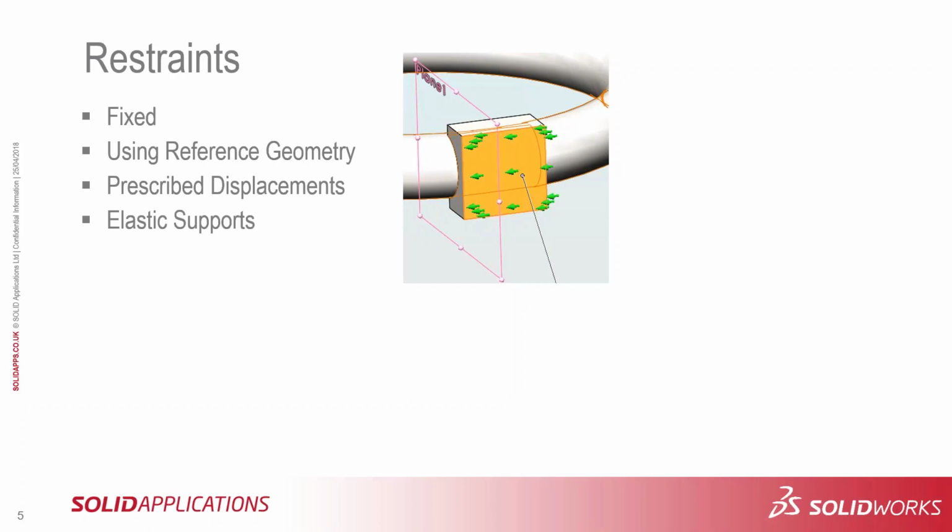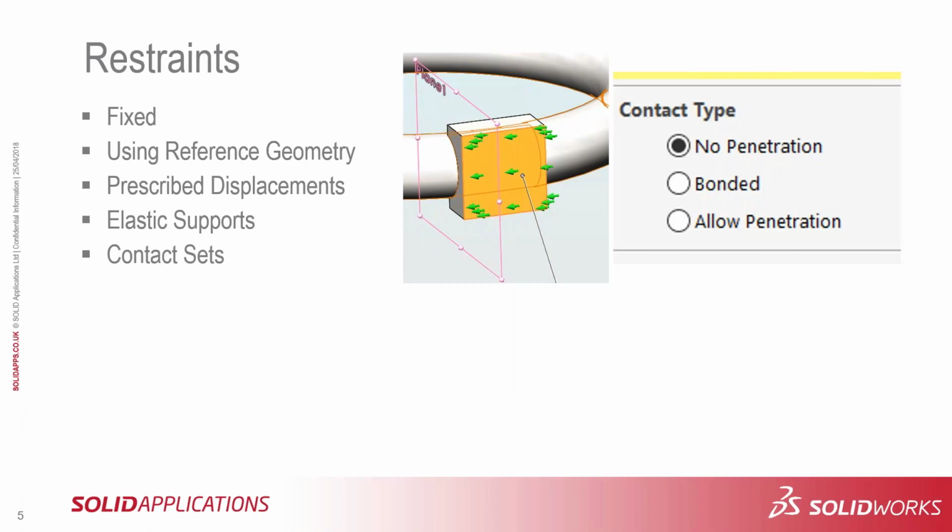We have elastic supports. We do different types of contact sets, so components can be defined to not be able to penetrate each other. They can be bonded as if they're glued with an infinitely strong glue. They can be defined to just pass through each other and ignore each other. So we have a lot of good control over contact conditions. By the way, no penetration can also be run with or without friction. So that's another little wrinkle we're able to handle.